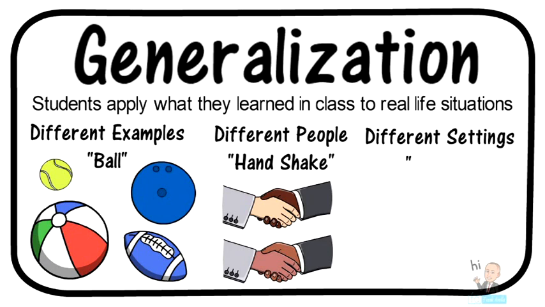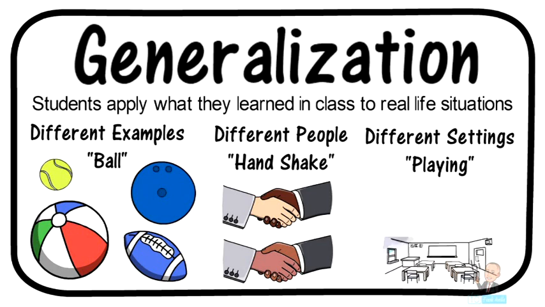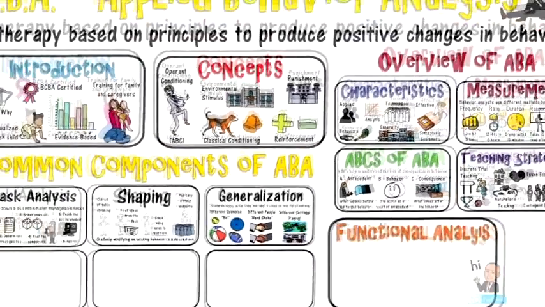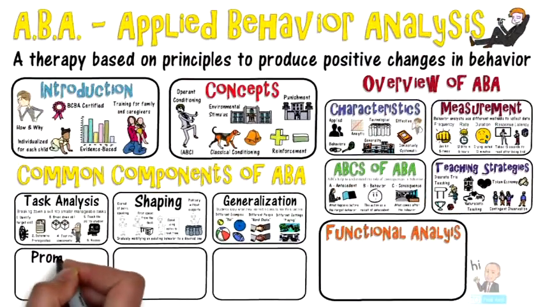One of the most important ways to generalize is using it in different settings. So playing, for example, for a child, it's not only playing in the park, playing in the playground, playing during recess. And now the next is prompting.